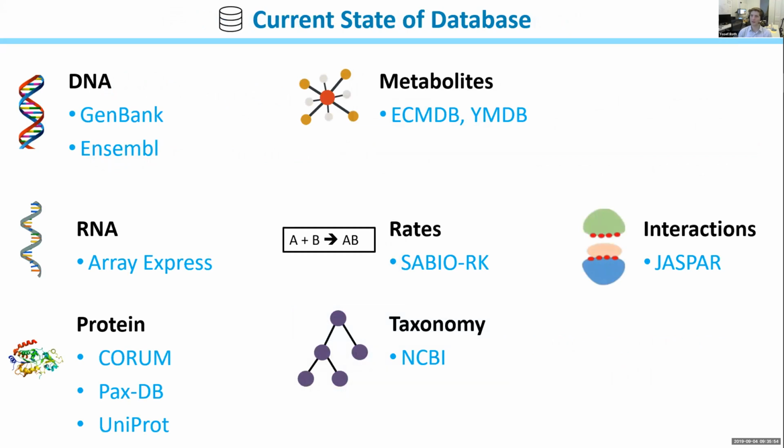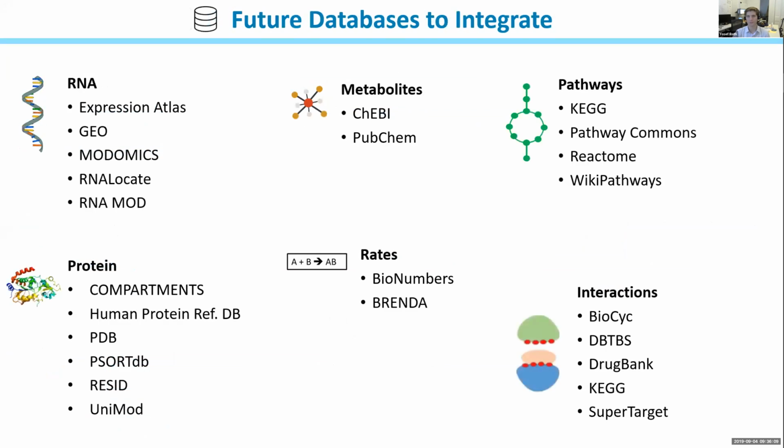This is the current state of the database. We have data on DNA, RNA abundance, protein abundances, taxonomy, interactions, rates, metabolite concentrations. This is from a whole array of different repositories online. We're continually expanding our work and hope to continue integrating various databases.